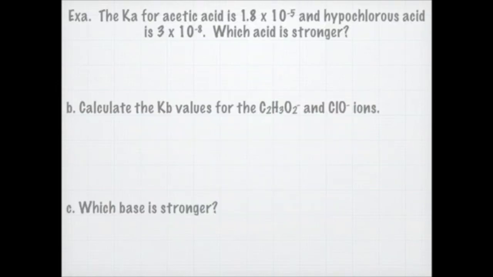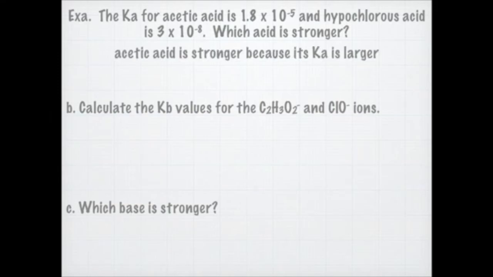So what we're going to do right now is see how we can take Ka and determine the strengths of acids and bases based on values that are given to you in this example problem. Here it tells you that the Ka of acetic acid is 1.8 times 10 to the negative 5th, and the Ka of hypochlorous acid is 3 times 10 to the negative 8th. Well, based on our basic knowledge of Ka, I know that acetic acid is a stronger acid simply because more of it dissociates, therefore giving it a larger Ka value.